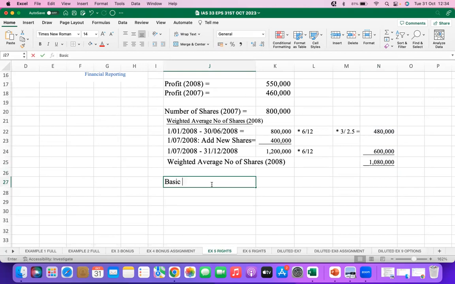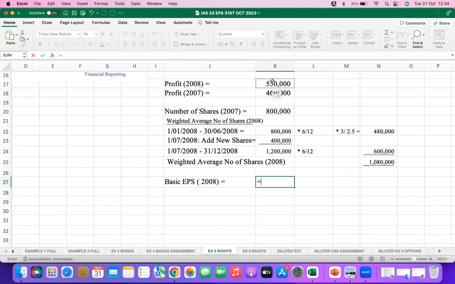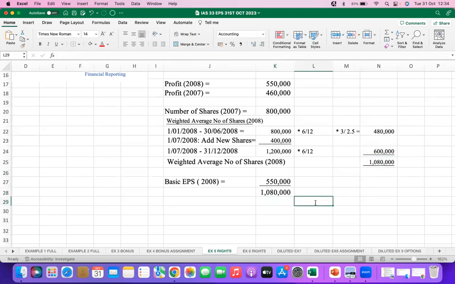Finally, we calculate the basic EPS in 2008, which is the profit in 2008, 550, divided by the weighted average number of shares. Let me just write the amounts. Profit in 2008 was 550 and the number of shares was 1 million. So we take 550 divided by 1 million. It gives us $0.5 per share.